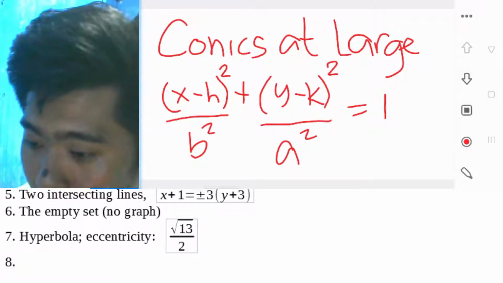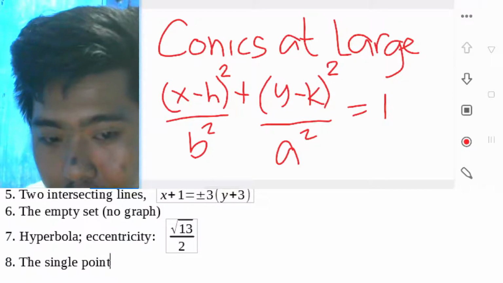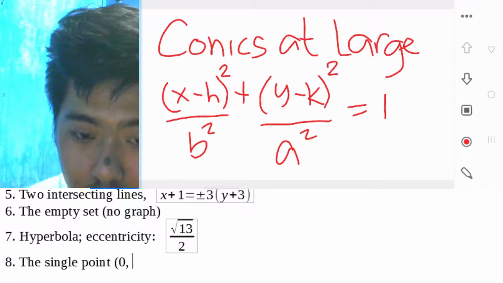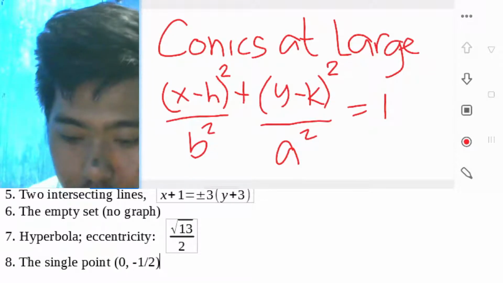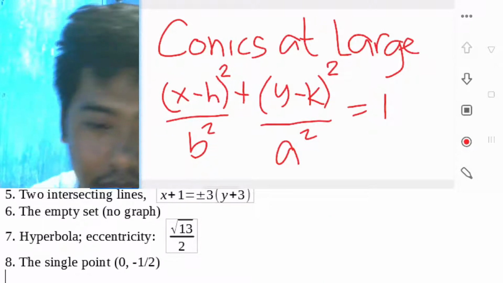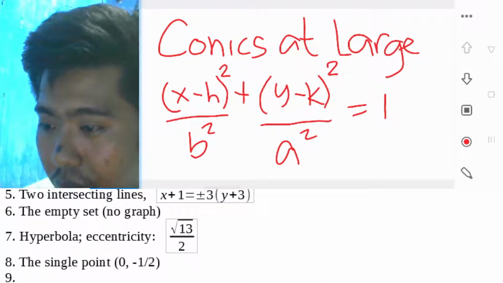This is just a question. The single point (0, negative 1 over 2). If you remember the single point, guys, you graph a single point, identify the graph.